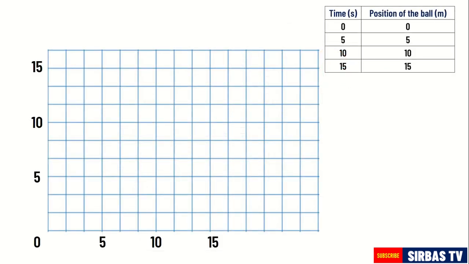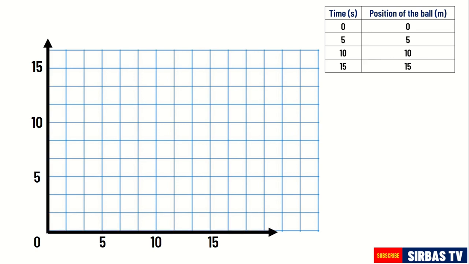In this Cartesian coordinate, we have x-axis and y-axis. The time interval will be plotted on the x-axis and the position of the ball will be plotted on the y-axis. Let us start plotting the given data. At 0 second, the ball is positioned at 0 meter. So we are going to plot this data on this point.